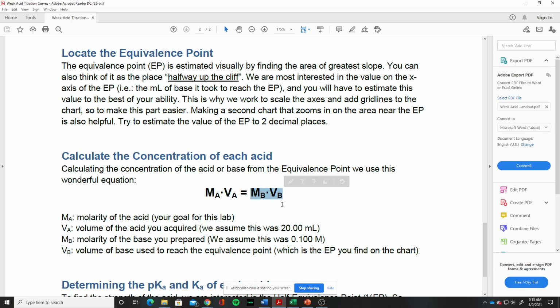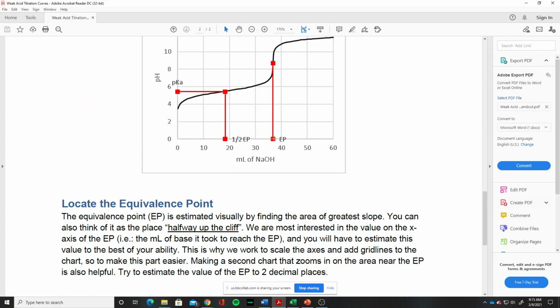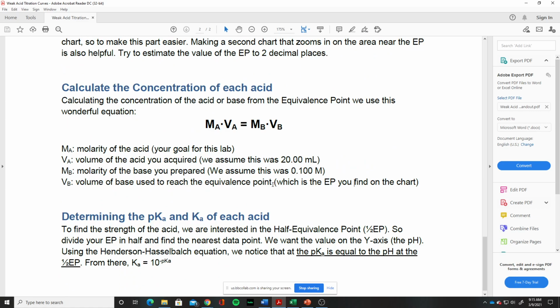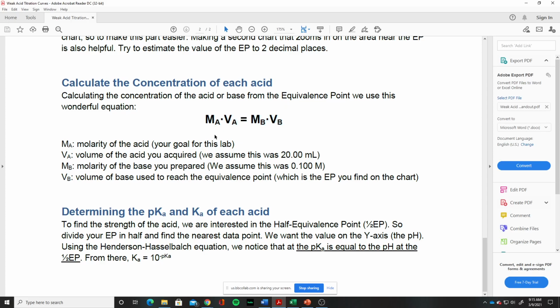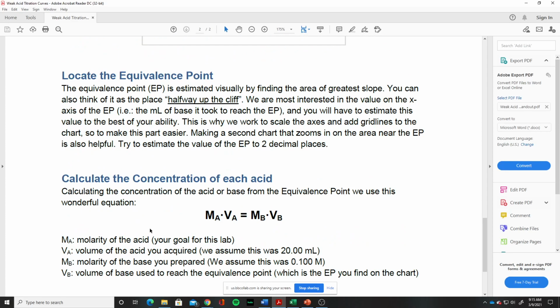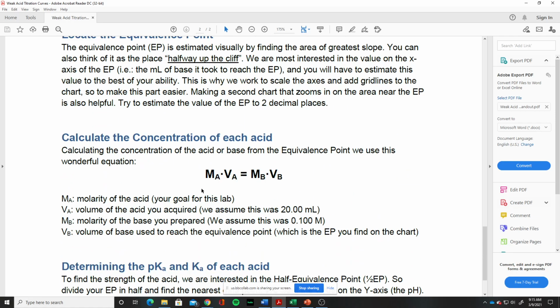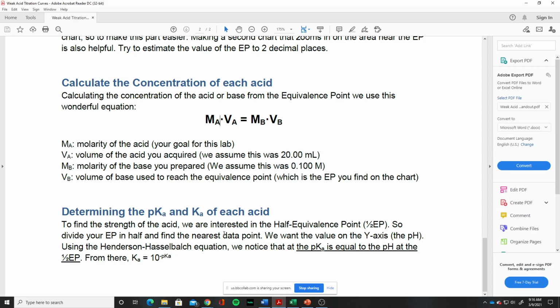Mb and Vb are the exact same things, just for the base. So the molarity of the base we assumed was 0.1, and then Vb is the volume at the equivalence point. So whatever volume that is at the equivalence point, that is the volume of base, Vb. And you'll just do a little bit of algebra and solve for Ma. The last thing here is using that 1/2 equivalence point to find pKa, and then you will have to do a little bit of algebra to find the Ka. You'll just do the anti-log to get rid of the p and find your Ka.